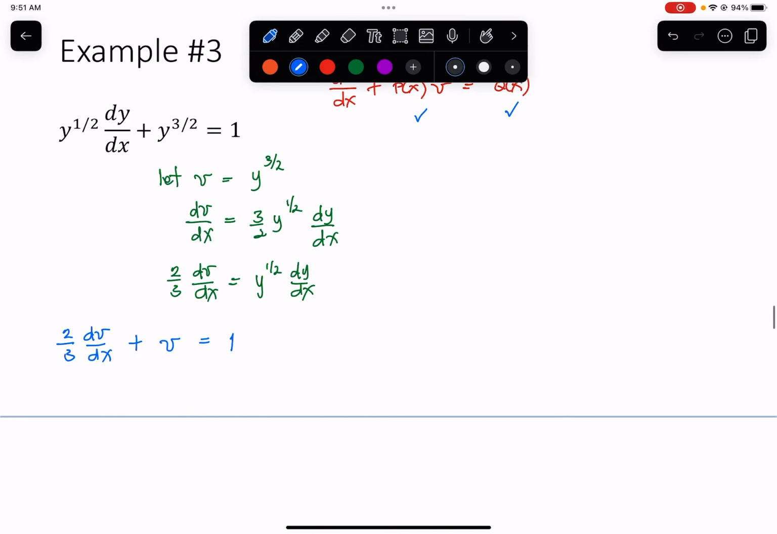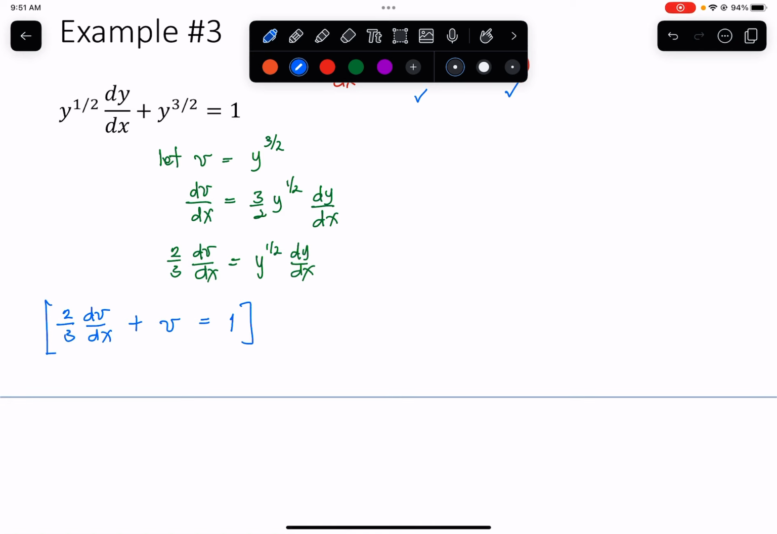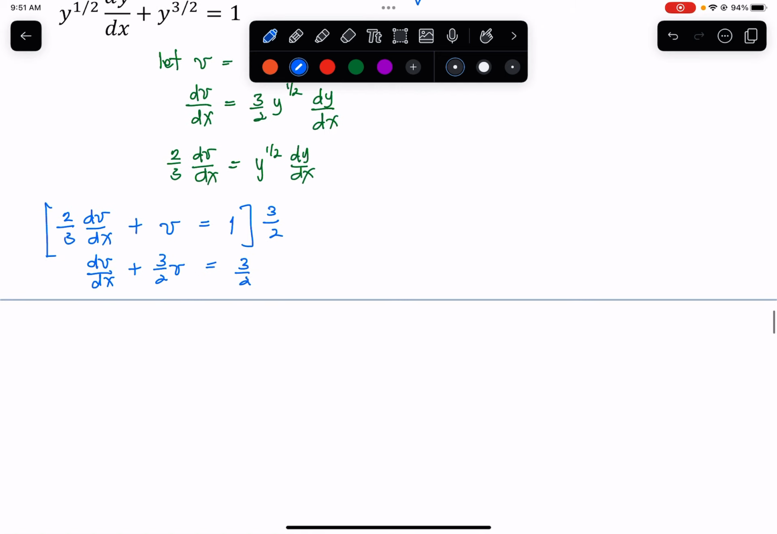Our last step is to free our differential from its coefficient. We multiply everything by the inverse, which is 3 over 2, leaving us with dv over dx plus 3 over 2 v is equal to 3 over 2. From there, we can see that both our p of x and q of x are equal to 3 over 2.